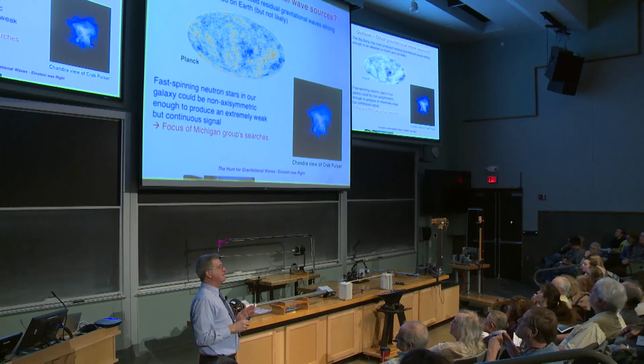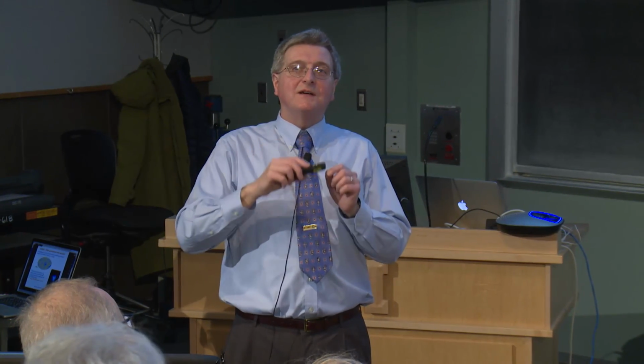And so we spend a lot of our time poring through the data, looking for tiny little signatures that are there all the time. And it's a little tricky because every time you look at a different point in the sky, you have to make a different correction for the Earth's motion. So that's something we spend a lot of our time on here at Michigan.